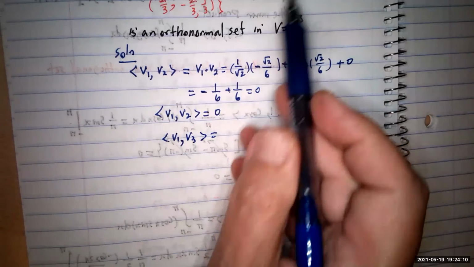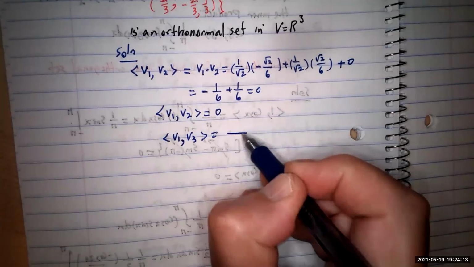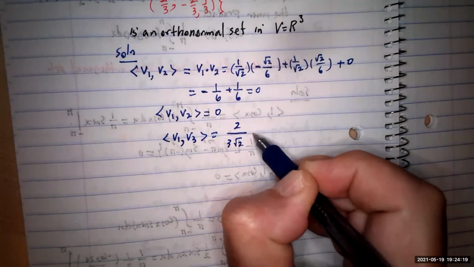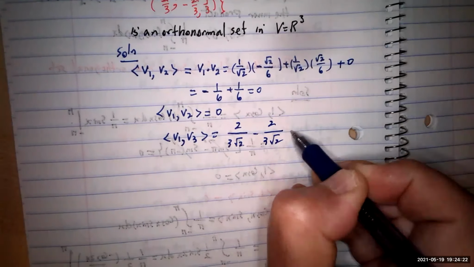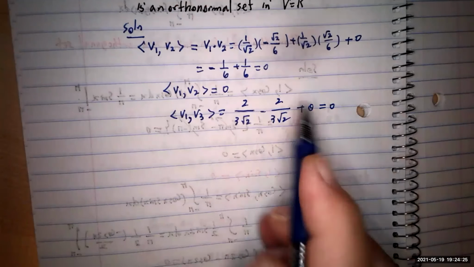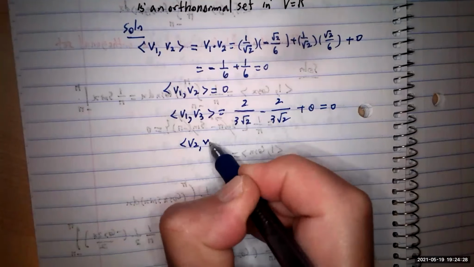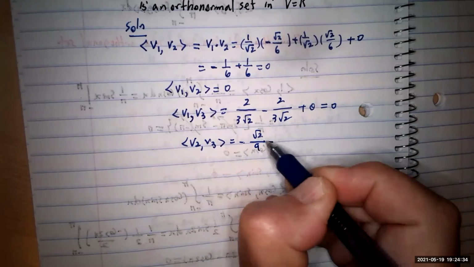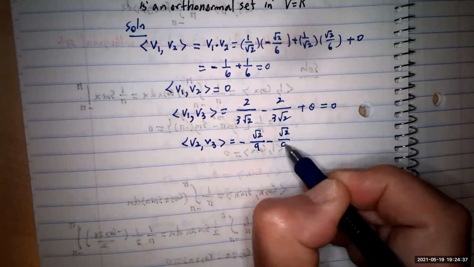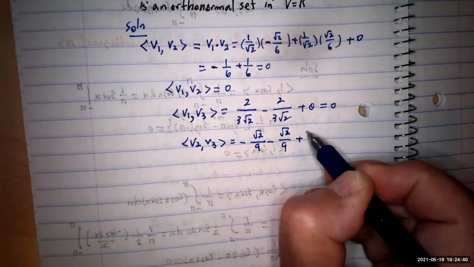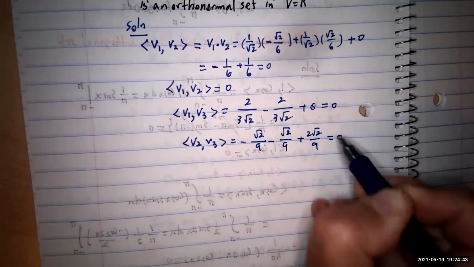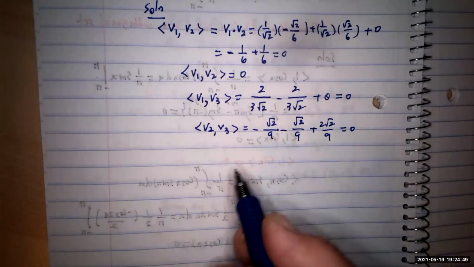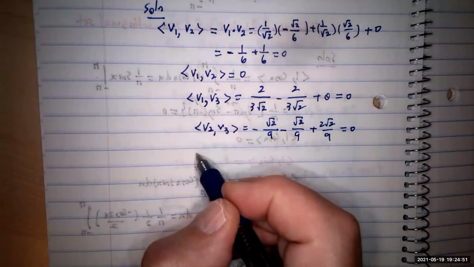We check the other ones in the same way. For V1 and V3, when you multiply, that gives you 2/(3√2) minus 2/(3√2) plus 0, which is 0. And the same for V2 and V3: you multiply them together and that gives negative √2/9 minus √2/9 again, plus 2√2/9, which is 0. So they are orthogonal.